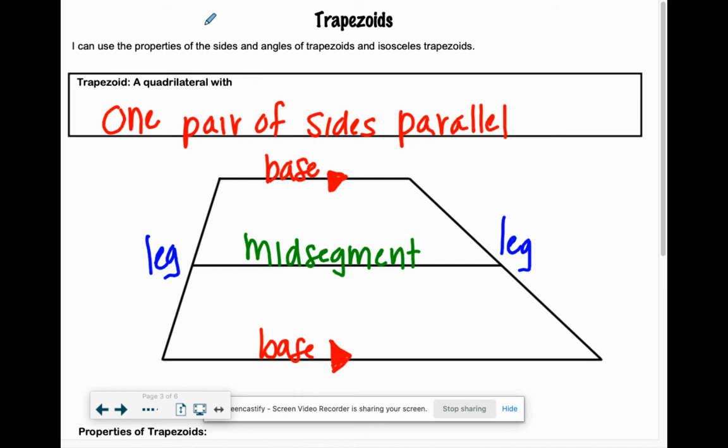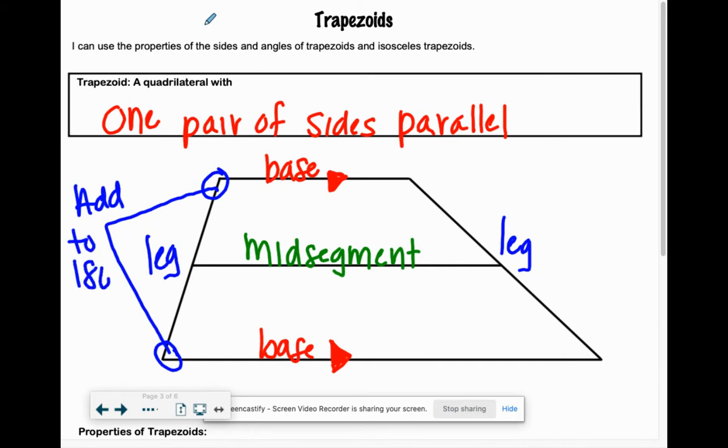And the other big idea with the trapezoid are the angles on top of each other. So this angle here and this angle here add to 180. Same thing on this side. This angle there and this angle here add to 180.